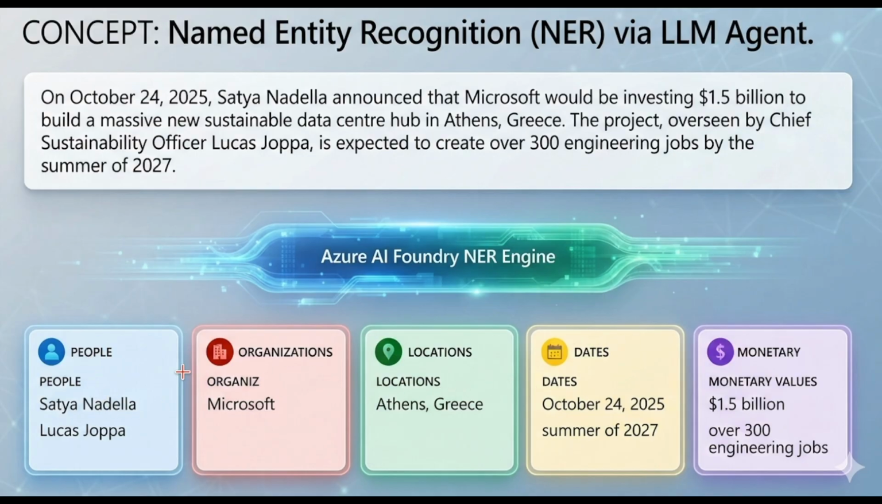Humans can read this and instantly know who people are or what companies are being discussed, but computers just see a raw string of characters. An NER engine acts as an intelligent parser. As you can see in the diagram, it scans the text block, processes it, and cleanly maps out specific entities into categorization buckets. People like Satya Nadella and Lucas. Organization like Microsoft. Location like Greece. Dates and monetary values.